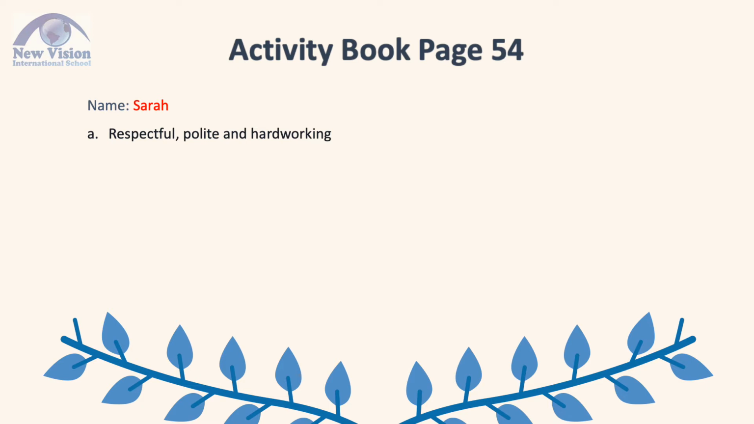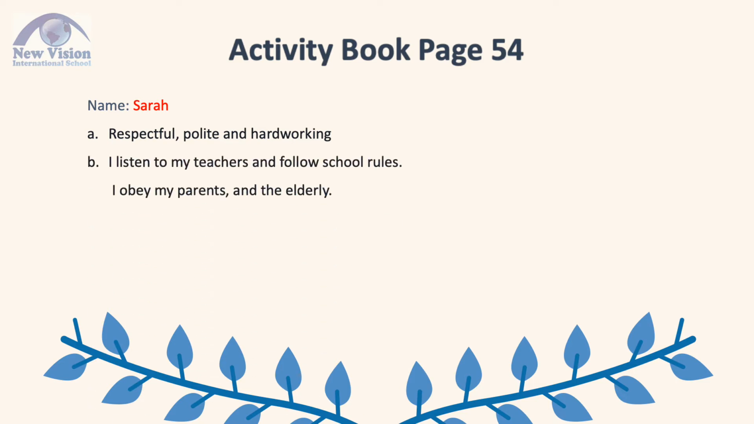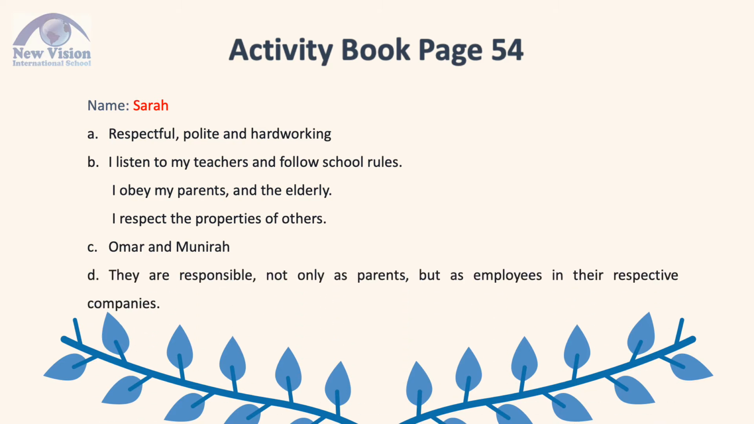Second question, in what ways are you a good citizen? Sarah's answers, I listen to my teachers and follow school rules. I obey my parents and the elderly. And I respect the properties of others. Third question, name an adult who is an excellent citizen. Sarah gave me two names, Omar and Munira. Omar and Munira are Sarah's parents. When I asked Sarah, why do you think this person or persons are excellent citizens? Her answer, they are responsible not only as parents but as employees in their respective companies.